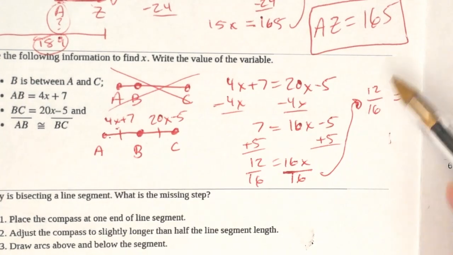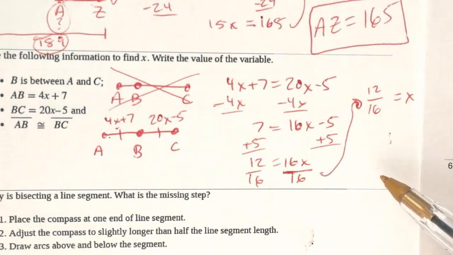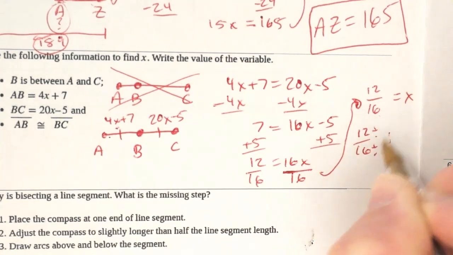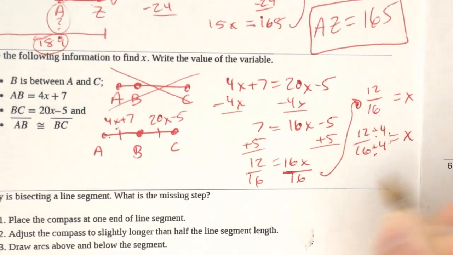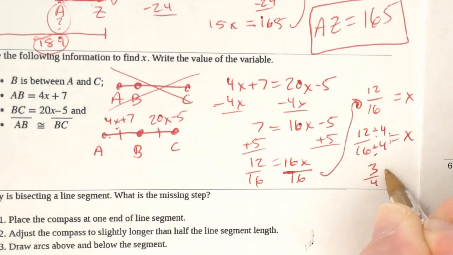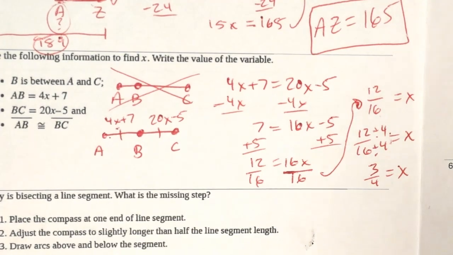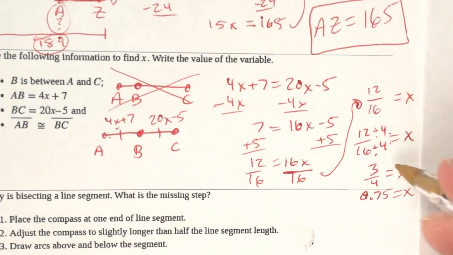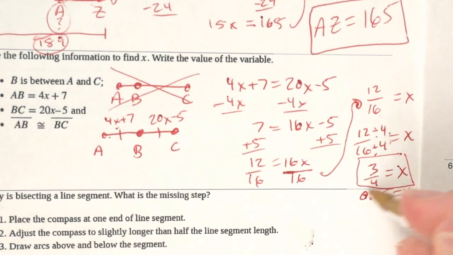But keep going. What can we take out of 12 and 16? So 12 and 16, I can divide top and bottom by the number 4. And we're left with 3 over 4 is equal to x. Or 0.75, whichever one you got. The real answer is this, but we can use this.